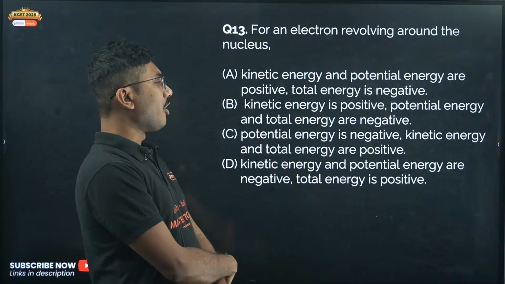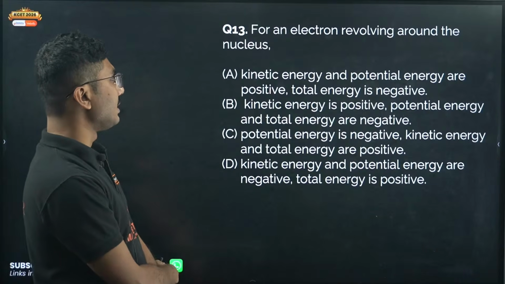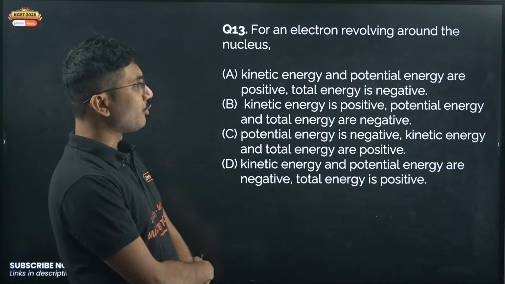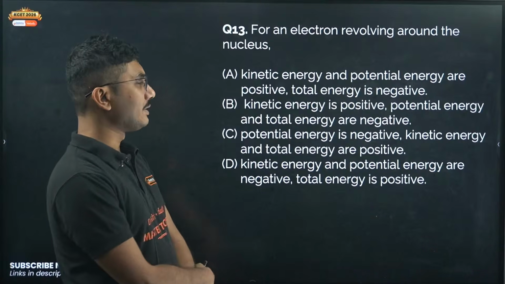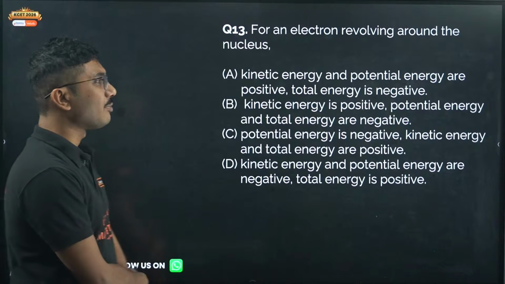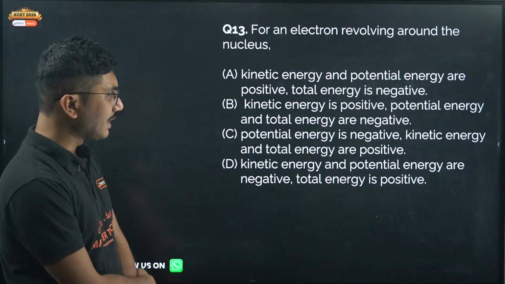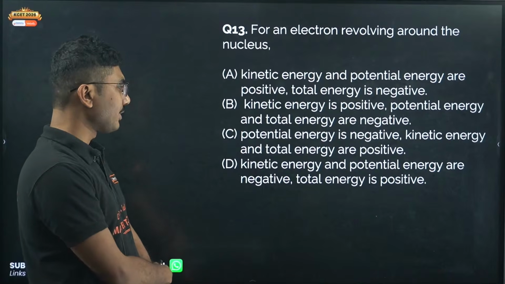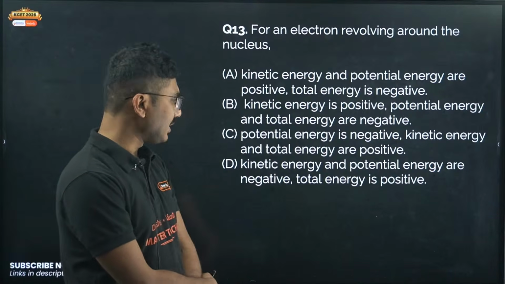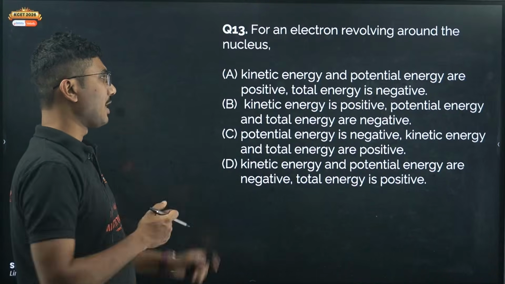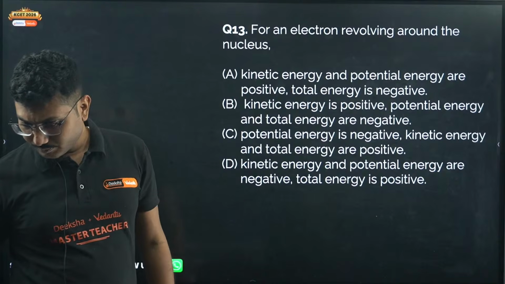For an electron revolving around the nucleus: kinetic energy and potential energy are positive, total energy is negative; kinetic energy is positive, potential energy and total energy are negative; potential energy is negative, kinetic energy and total energy are positive; kinetic energy and potential energy are negative, total energy is positive. Answer this quickly.